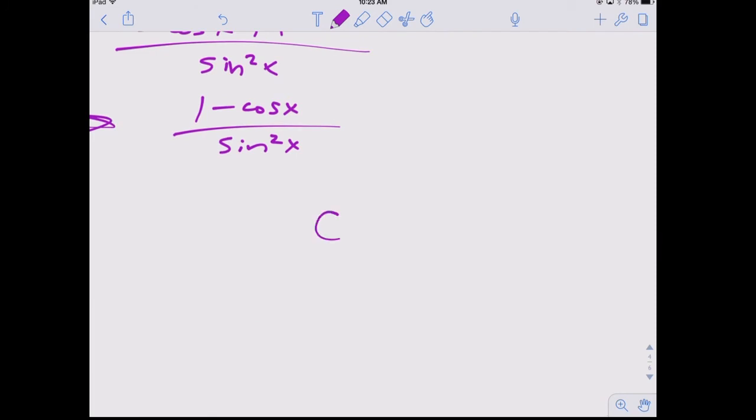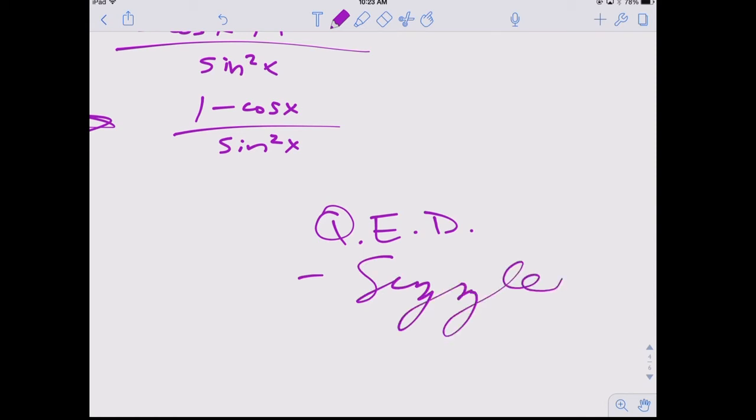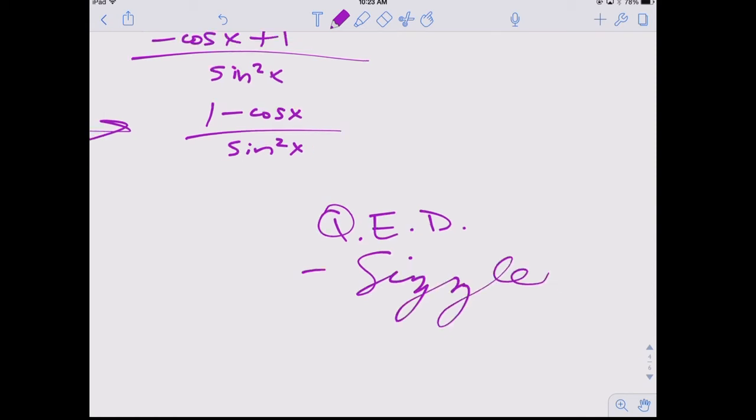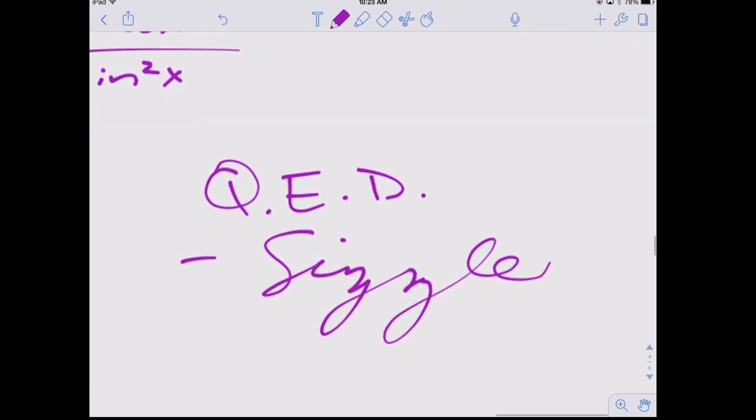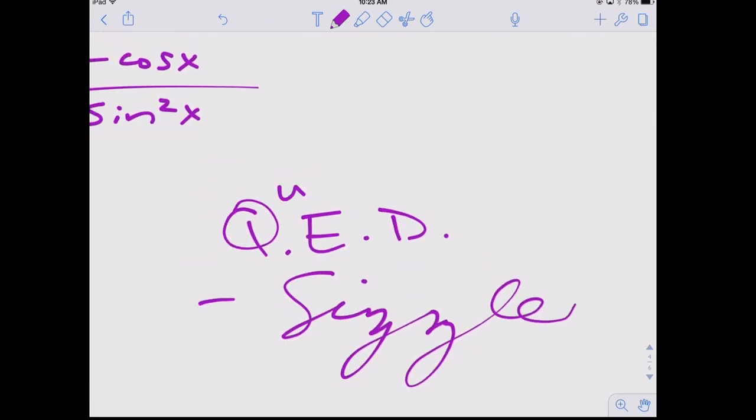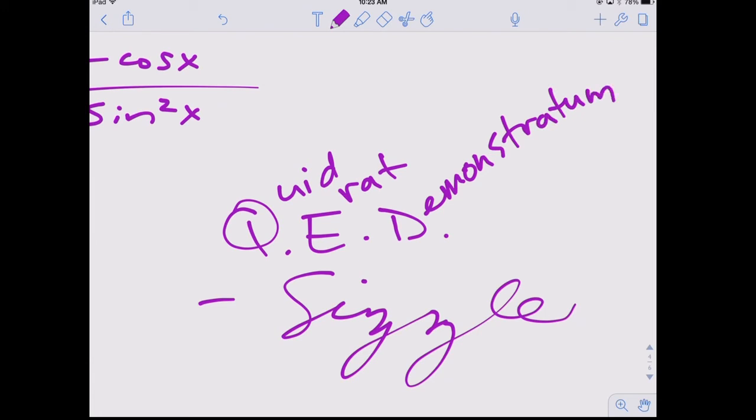You signed off, right? And mathematicians usually put QED, but I always favored sizzle. Just my favorite. Sizzle on fire. QED is Latin for quod erat demonstrandum, and it's just a fancy Latin way to say, I did it. I'm done.